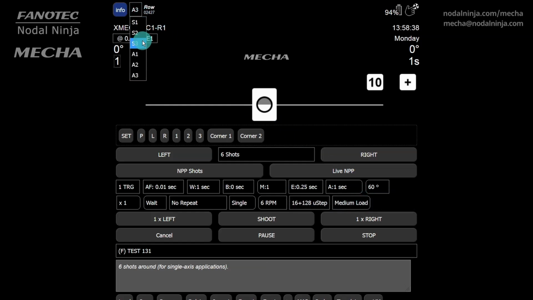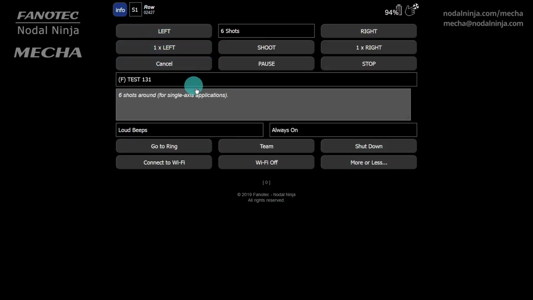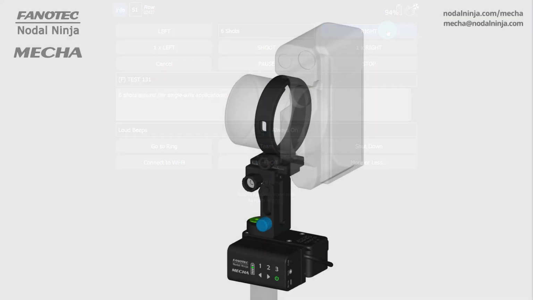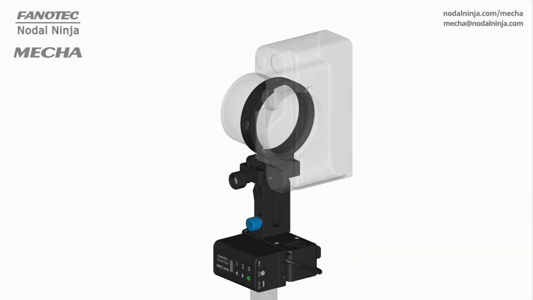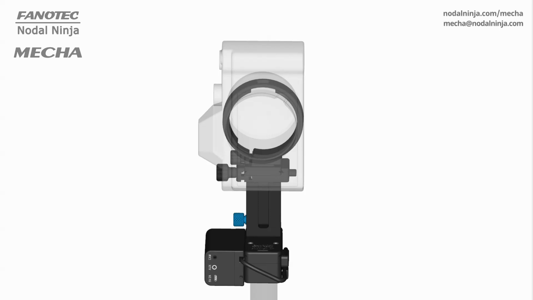Our preset is loaded, but not launched yet. Use either the left or right button to launch it. Left for counterclockwise rotation, and right for clockwise rotation. Once launched, MECHA executes it. Please test any preset without a camera mounted first.